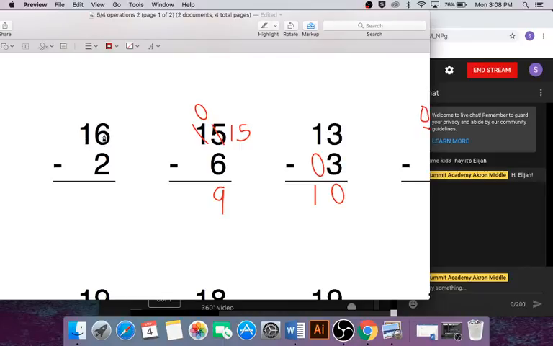Next problem, we have 16 minus 2. 6 minus 2 is 4. And then 1 minus 0 is 1. So our answer is 14.